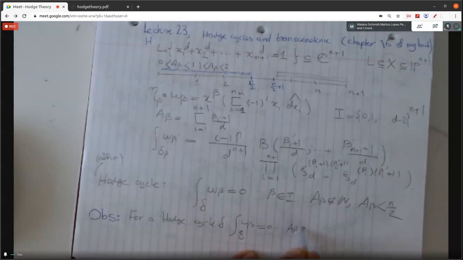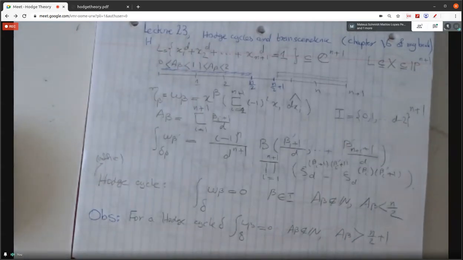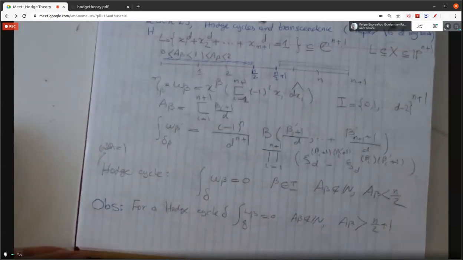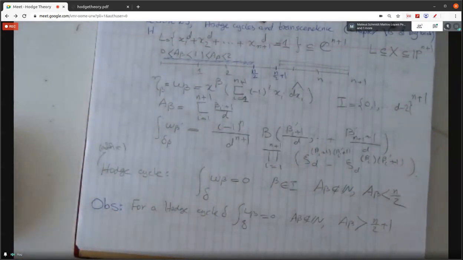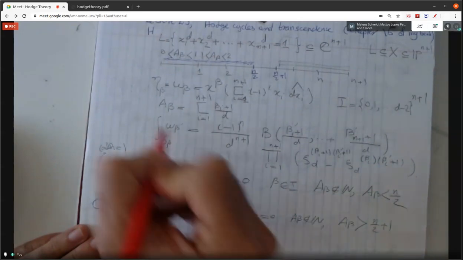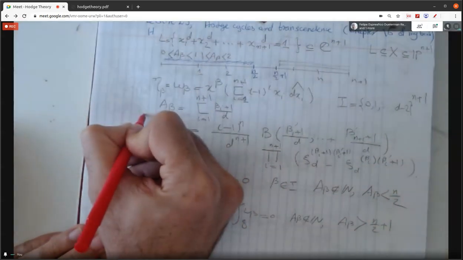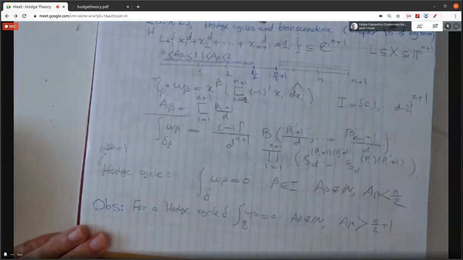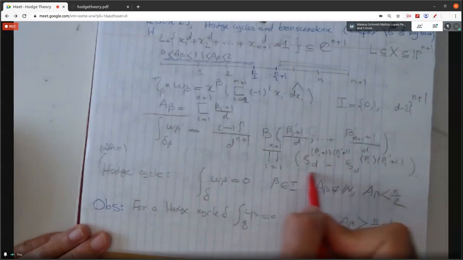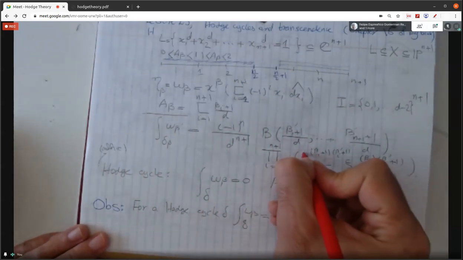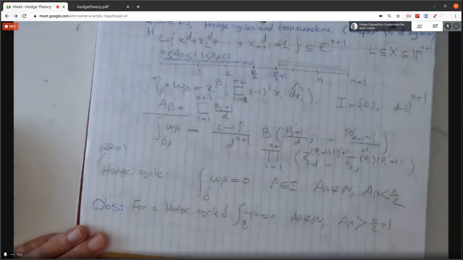So of course a beta not integer, and then a beta bigger than n over 2 plus 1. And the reason is that, maybe I explain in a few words. Well, the reason is that if you take the complex conjugate of this formula, so these are real numbers. So the only complex numbers which appear is here. So you will have a complex conjugate also here.